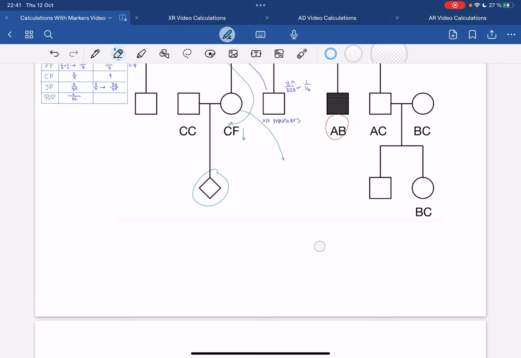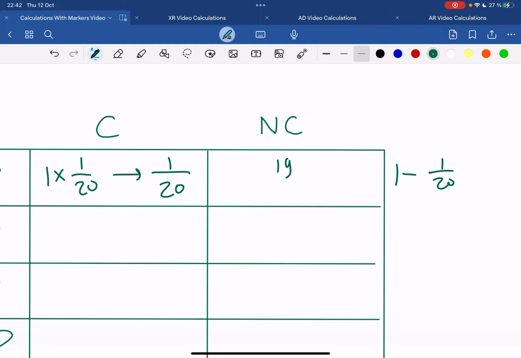Why did I do that again? Why not just use the one that I've specifically made for this? Color green. So it would be 1 times the low or high risk, which in our case is 5% or 1/20. So 1 times 1/20 equals 1/20. For the non-carrier, it's just 1 minus 1/20. That is 19/20.